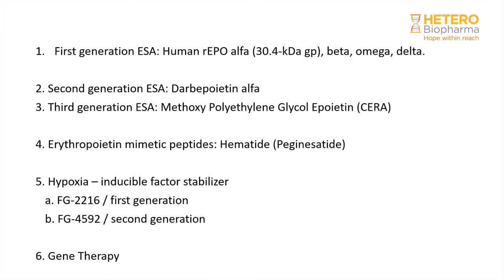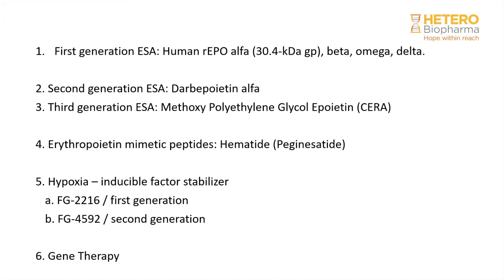So how has the sequence of erythropoiesis stimulating agents come across through the years? The first FDA approved was recombinant human erythropoietin alpha, approved in 1989 in the US. At a similar time, erythropoietin beta came into existence. Then came the second generation, darbepoetin alpha. Then we had the third generation, the continuous erythropoietin receptor activators, also known as CERA.